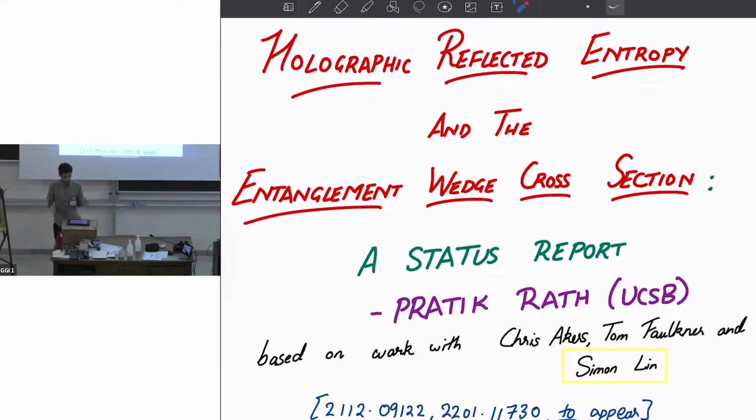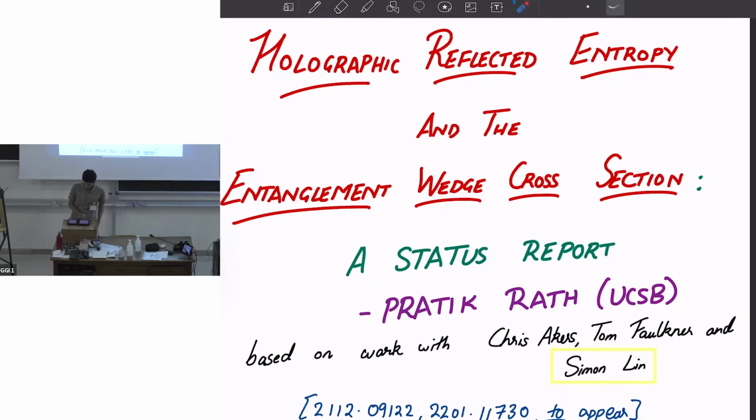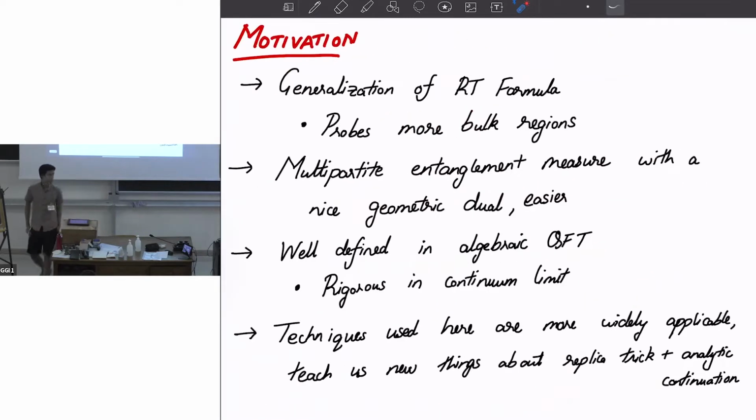And for people who've heard some version of this talk, hopefully there'll be something new, which are these results which haven't appeared yet. And for people who haven't kept track of this, hopefully this will be a useful summary of what we've achieved and what we still don't understand. All right, so let me start with some motivation.